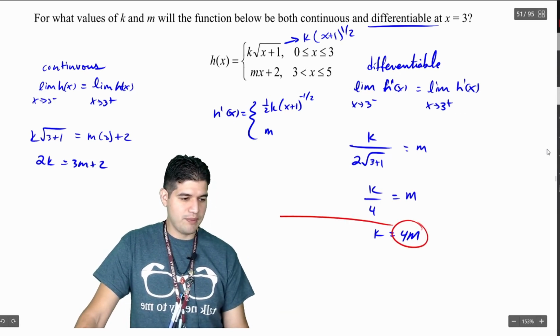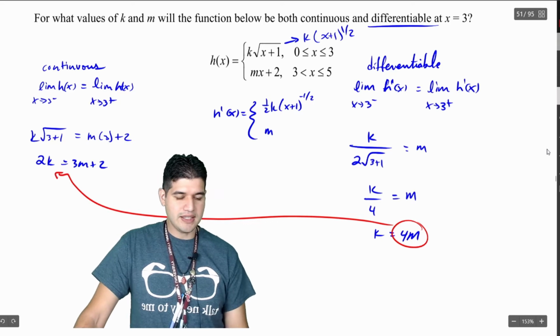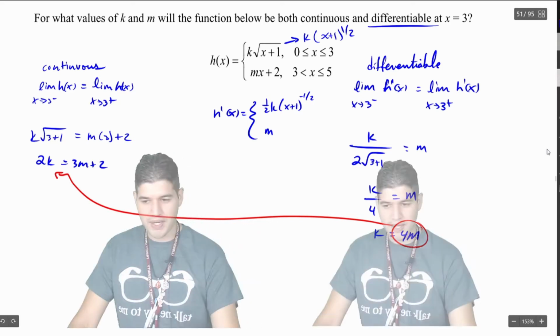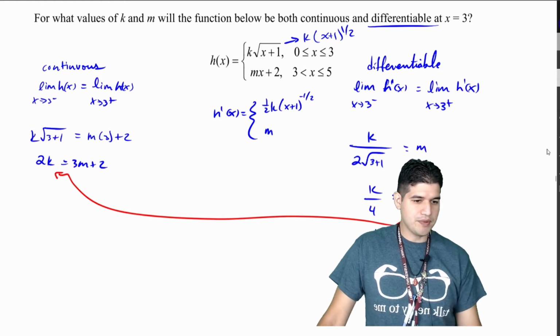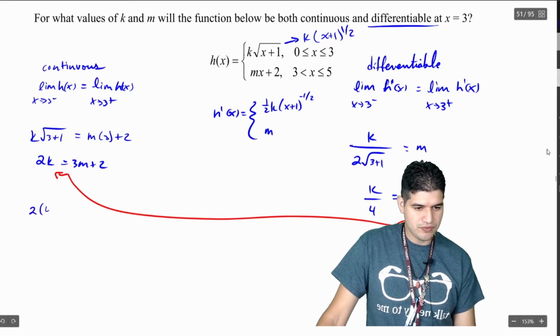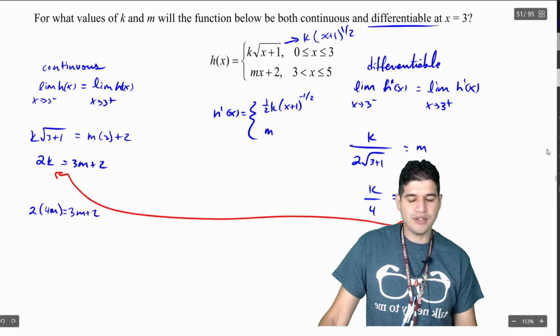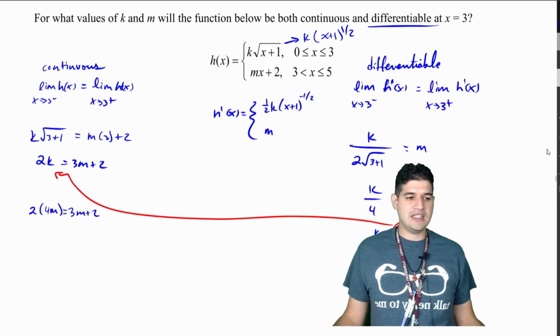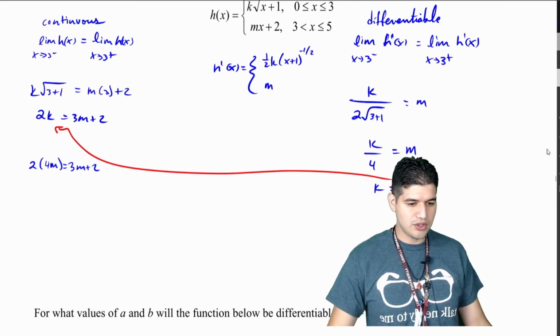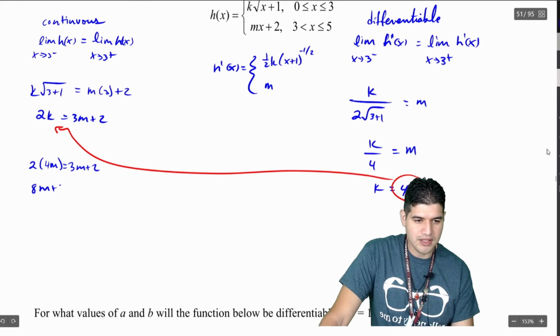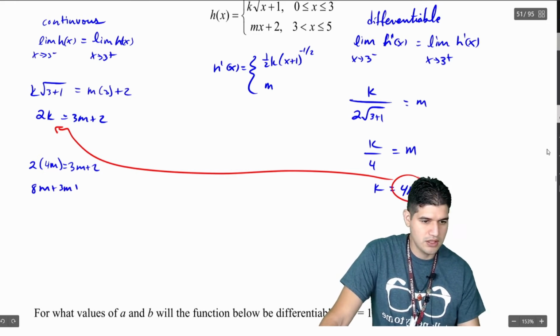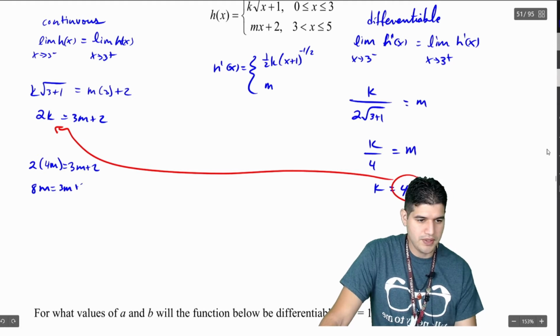I know it's 4m, and I'm just going to substitute that into this k over here. So let me move back over to this side here, and what I'm going to do is say, okay, so 2 times 4m equals 3m plus 2. And now I can figure out what these values are. Let me give myself a little bit of extra space. And I'm going to get 8m equals 3m plus 2.